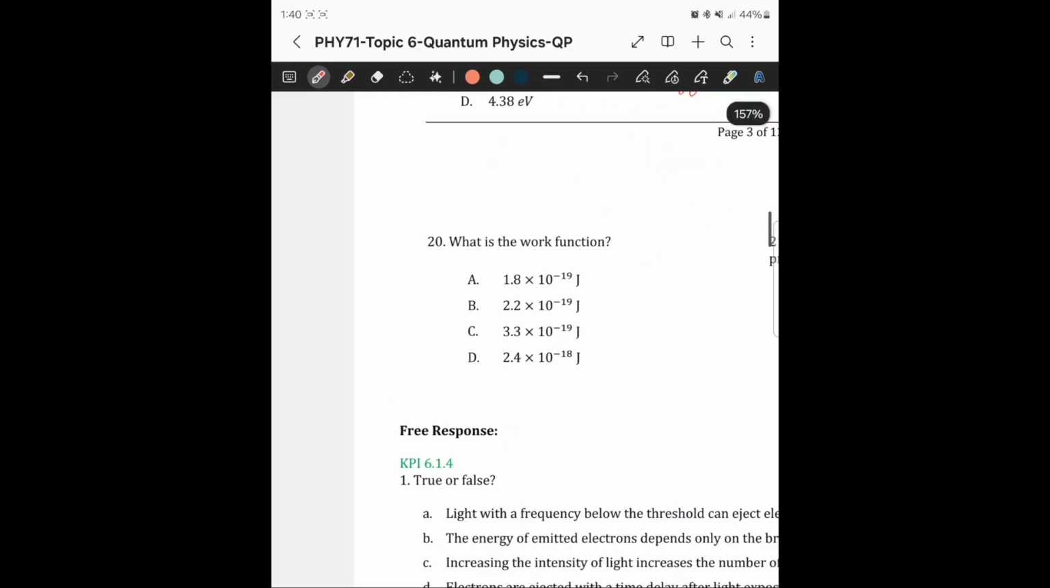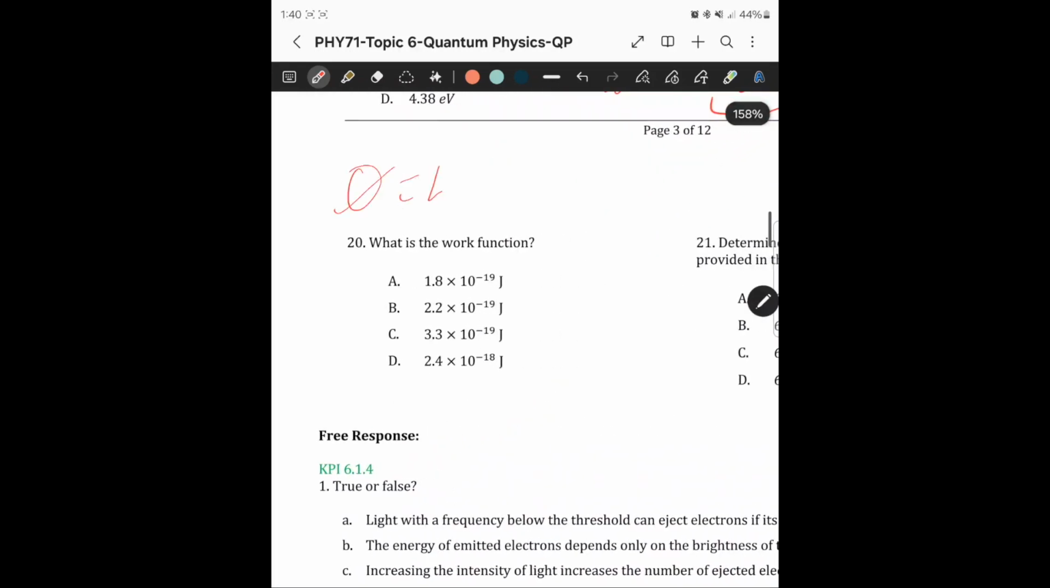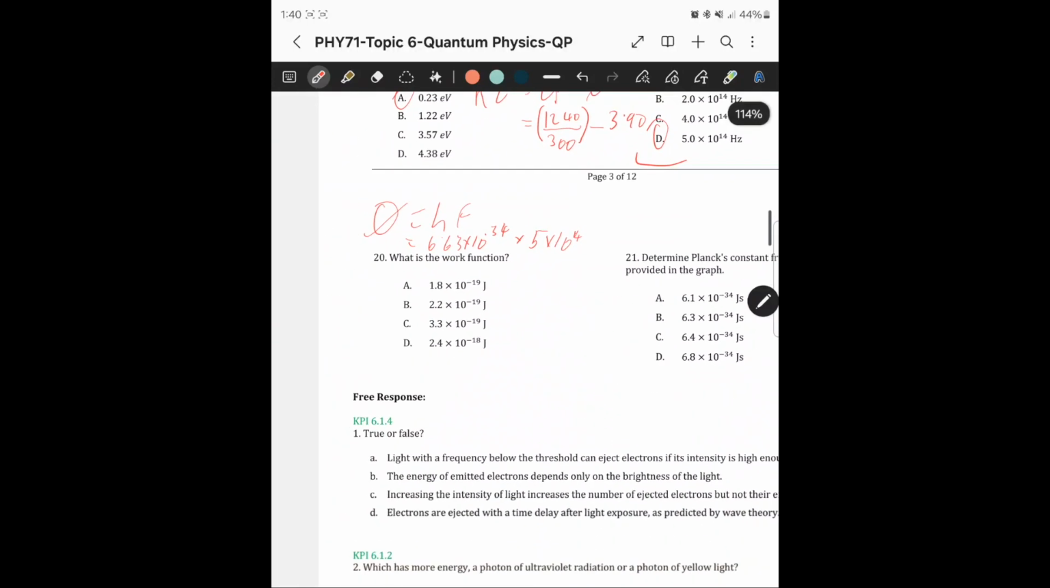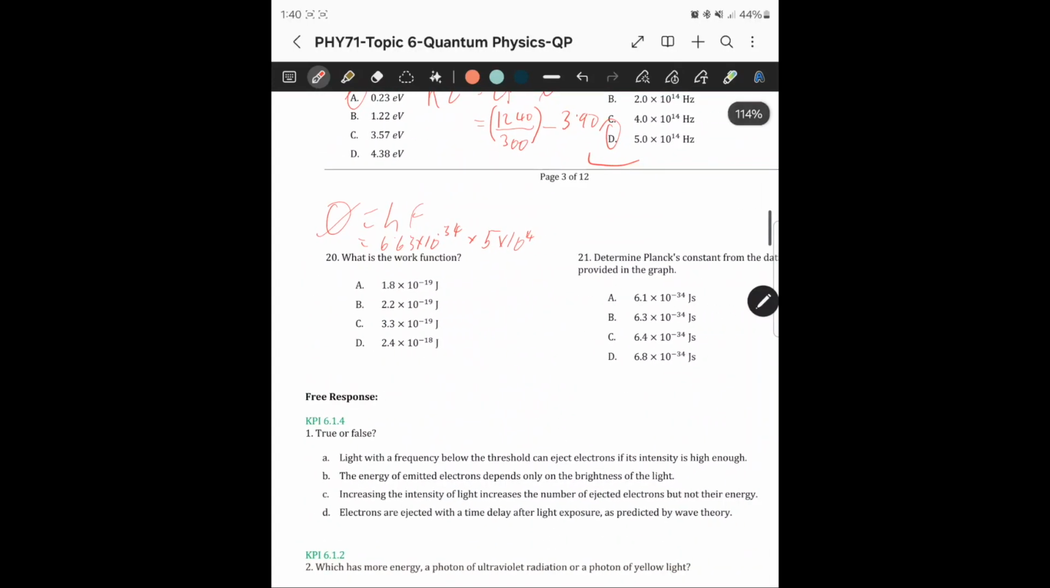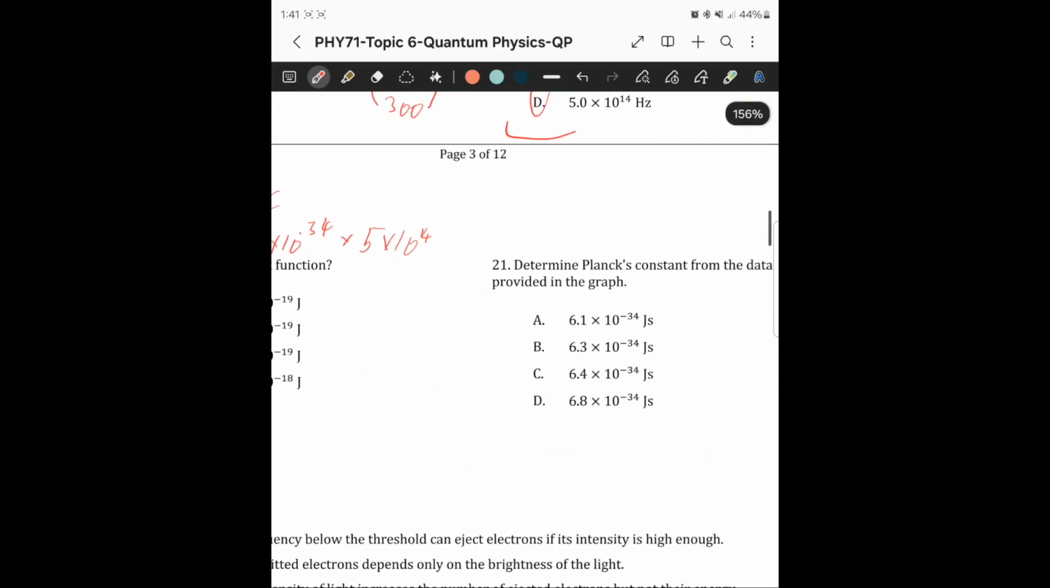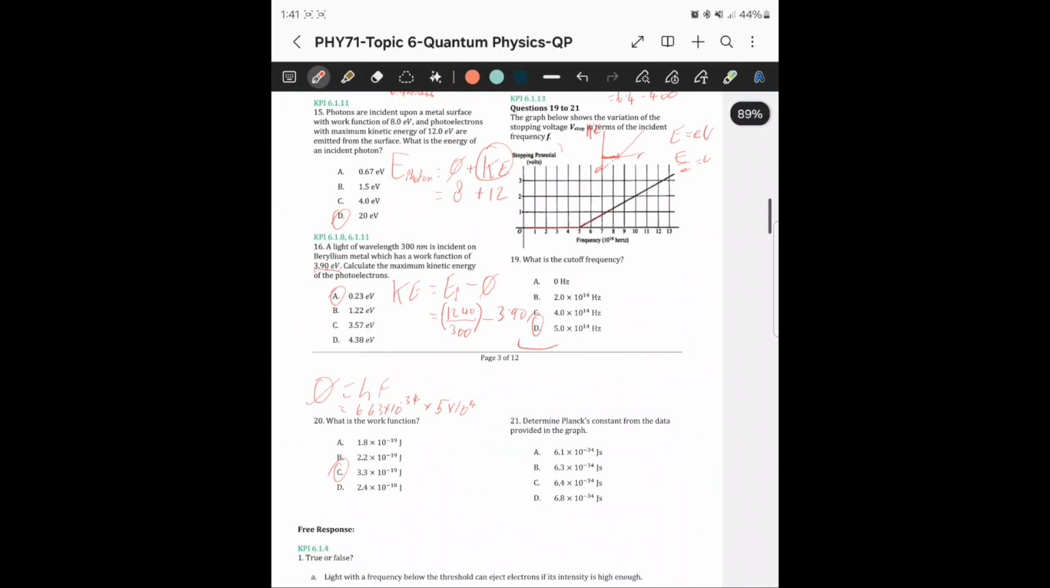E equals HF, right? Remember the formula? I have H, 6.63 times 10 to the minus 34, and I'm going to multiply that by the frequency, which was 5 times 10 to the 14. 5 times 10 to the 14. Solving that into your calculator, you should hopefully get this number over here, 3.3 times 10 to the minus 19. Next, you need to find Planck's constant from the data provided in the graph.